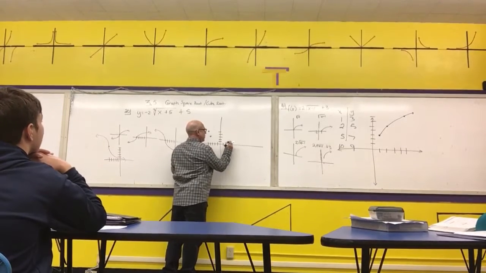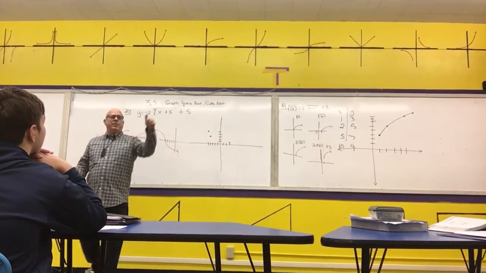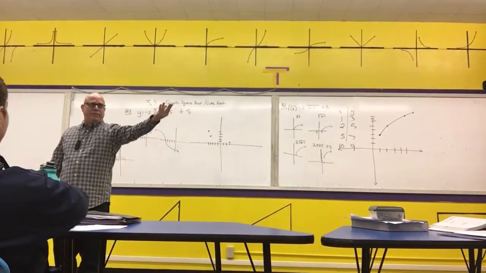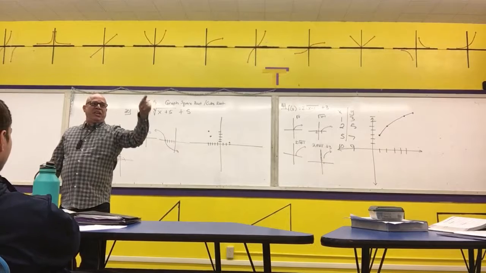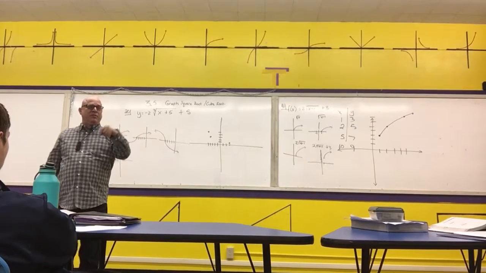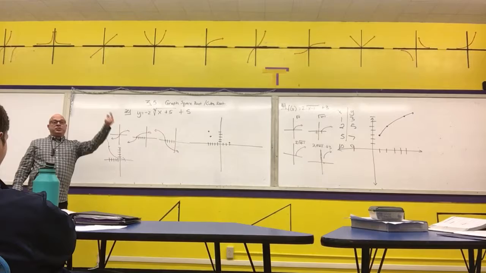Would the next one be 16 after 8? No, it would be 27. Perfect cubes. My perfect cubes are 1, 8, 27, 64, 125. 3 cubed is 27. 2 cubed is 8. 4 cubed is 64. 5 cubed is 125.